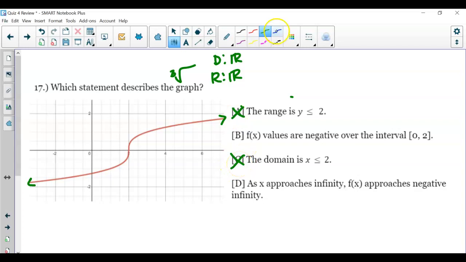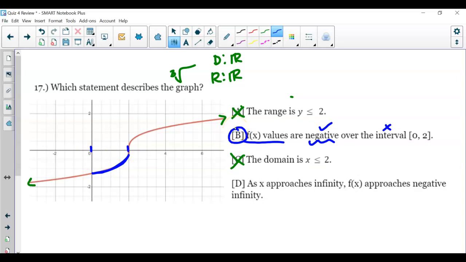Now let's see here. The f of x values, so the values of our function, are negative over the interval, so x values from 0 to 2. So looking at x values from 0 to 2, so we're looking at this portion of our graph, are those values negative? Yes, because notice how this portion here of f of x is below in the negative range. So B is our true statement.